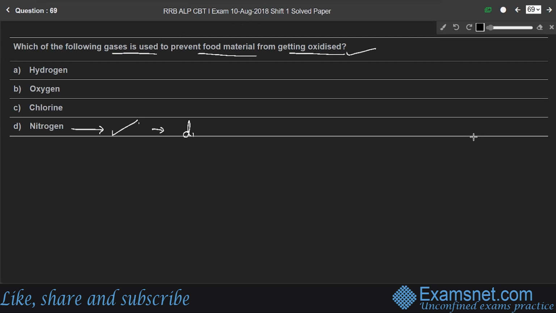So nitrogen displaces oxygen in the air. Oxygen in the air is the main reason that causes spoilage of food. Therefore, nitrogen displaces oxygen in the air so that it prevents food material from getting oxidized, right? So here, look at the options. Yes, option D, nitrogen is the answer.